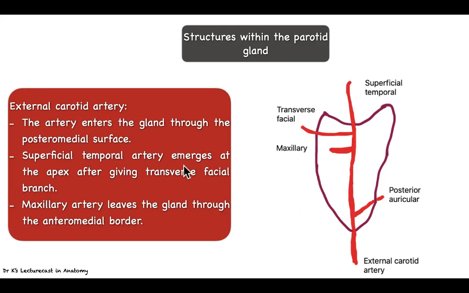Coming to the external carotid artery, it enters through the posteromedial surface of the gland. Superficial temporal artery emerges at the apex. We saw in the relation of the apex of the gland, and it gives a branch called the transverse facial, running transversely in the face, so it is called transverse facial. And maxillary artery leaves the gland through the anteromedial border.